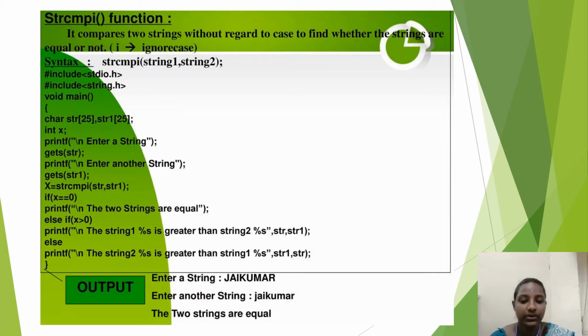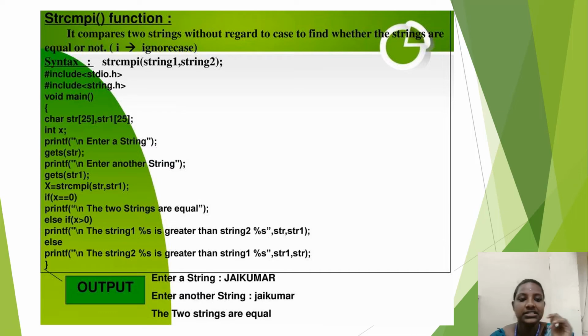So in our example, consider our first string is Jaykumar in uppercase, whereas our second string is the same Jaykumar in lowercase. For this, we know that both are equal, but the cases are different. So even ignoring that case, we have to get the output as the two strings are equal. To get the output in this case, we are using the strcmpi function. It compares two strings without regard to case to find whether the strings are equal or not.